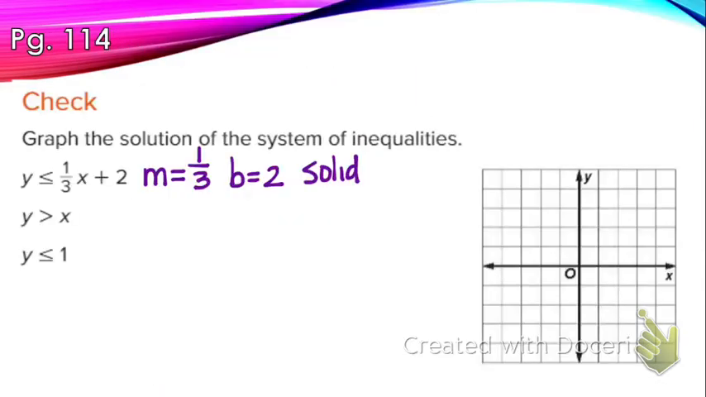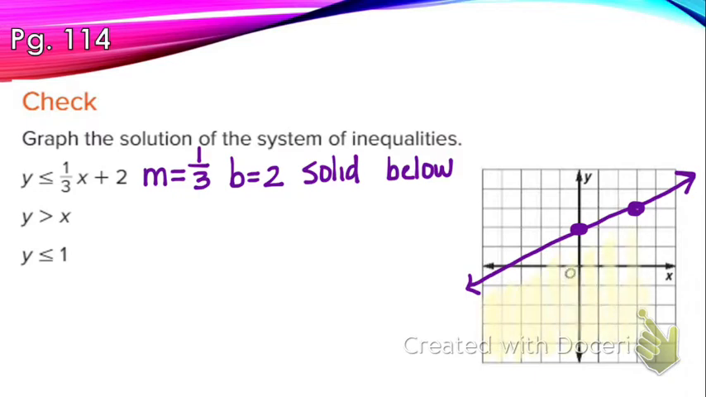So now that we have all that information, let's graph it. We're going to put a point at 2. Then we're going to go up 1, to the right 3. Create a solid line. Pick up one of your crayons and shade below. Lightly shade below.